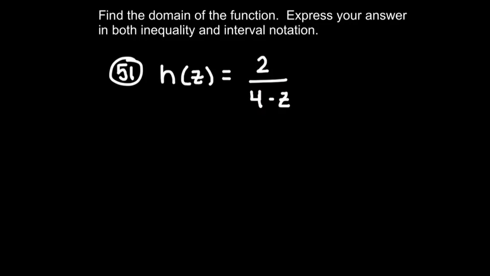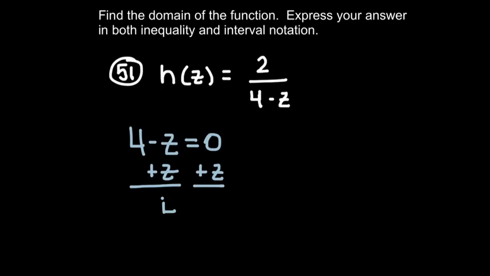Let's try that again. We have our 4 minus z, and I'm going to set that equal to 0. That will allow me to say what value of z would put that 0 in the denominator. I know then that's what I would need to throw out. I'll solve this by adding z to both sides, which gives me 4 equals z.